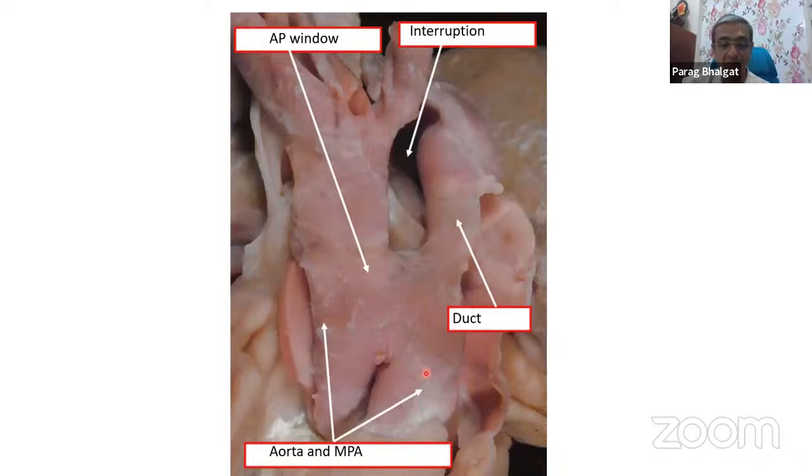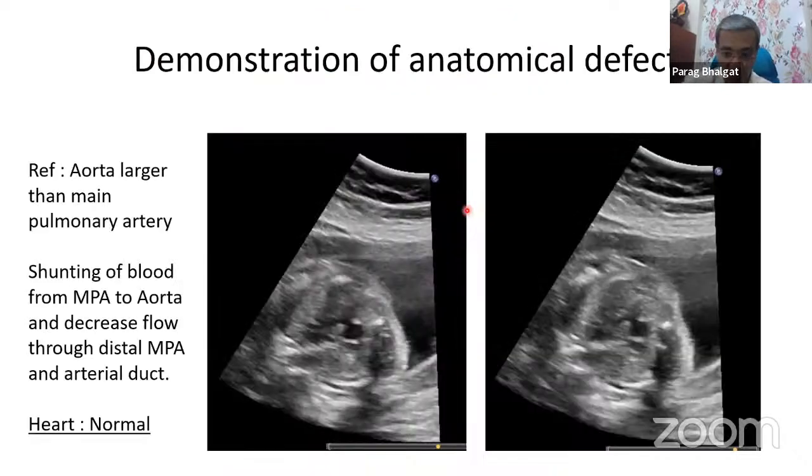Okay, this is the pulmonary artery, this is the aorta, this is the continuity window. This is the duct. This is a still image. I'm not going to show you the heart in this case because it's normal. Now this is the AP window, this is the aorta, this is the MPA, and this is the T sign we see in VSD. Same thing, there are hyperechoic bright images.